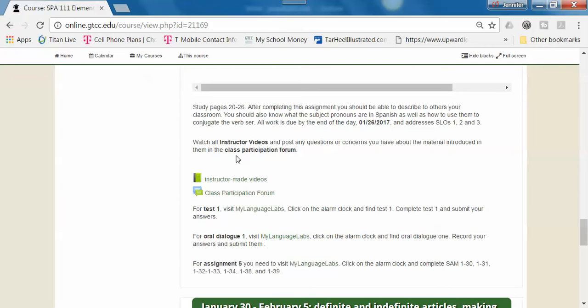So how to use ser when you want to say, like, I am from High Point, he is from High Point, she is from High Point, so that you're able to tell where different people are from or what different people are like. All the work is due by the end of the day on the 26th, and these assignments address SLOs 1, 2, and 3. And some of you have asked some questions about SLOs.